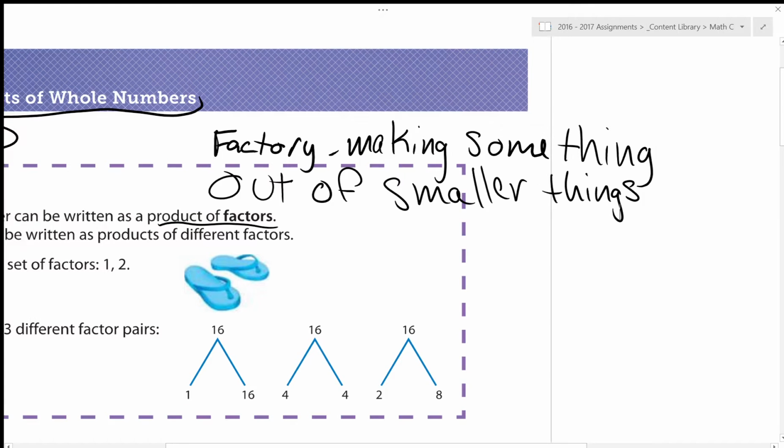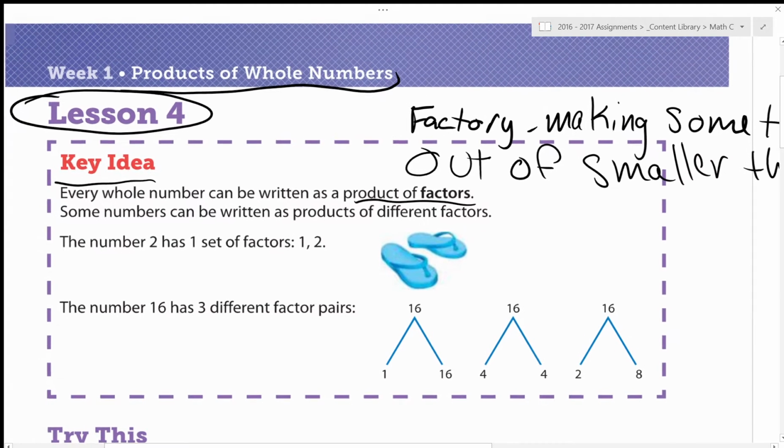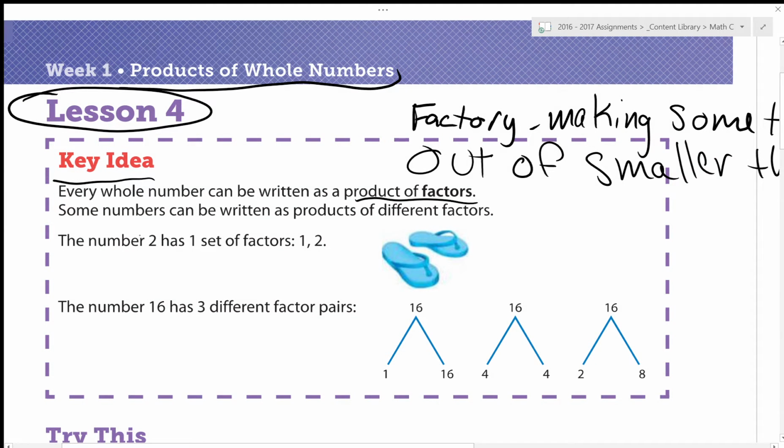Another way to look at it is that you can take the number 2, for example, and break it down into two factors, the number 2 and the number 1. It only has those two factors. You can't multiply it by 3 or by 0 to get that. It's only 2 and 1.